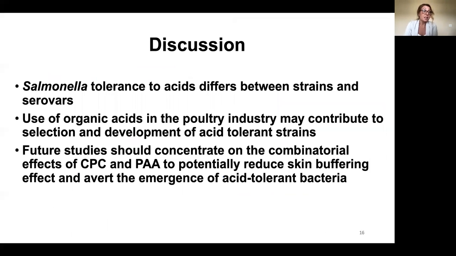So at the end, Salmonella tolerance to acid differs between strains and serovars, and previous research showed Salmonella infantis to be more acid tolerant than several other Salmonella serovars, including Salmonella Typhimurium. The use of organic acid in the poultry industry may contribute to selection and development of acid tolerant strains. So surfactants such as CPC increase the solubility of chemicals and their penetration. So future studies should concentrate on combinatorial effects of CPC and PAA to potentially reduce skin buffering effect, as well as avert the emergence of acid-tolerant bacteria.